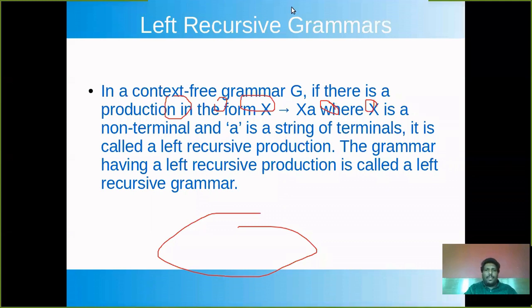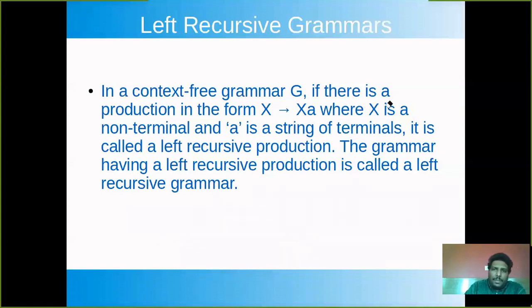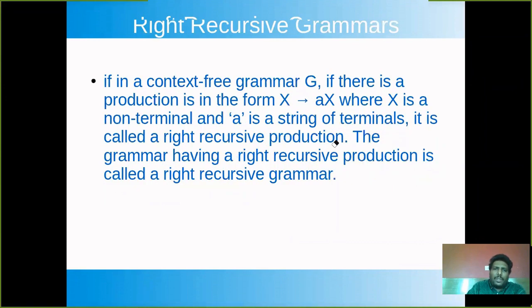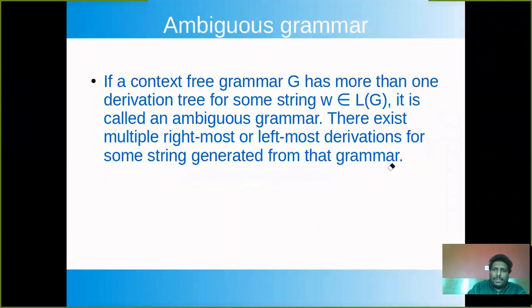In the context of grammar G, if there is a production in the form X to XA, where X is a non-terminal and A is a string of terminals, it is called a left recursive production. The grammar having a left recursive production is called a left recursive grammar. In the same manner as the tree is generated, here also we are doing the same thing, but on the right side. We keep on expanding the right side element. See, this is the right side, which we call a right recursive grammar.